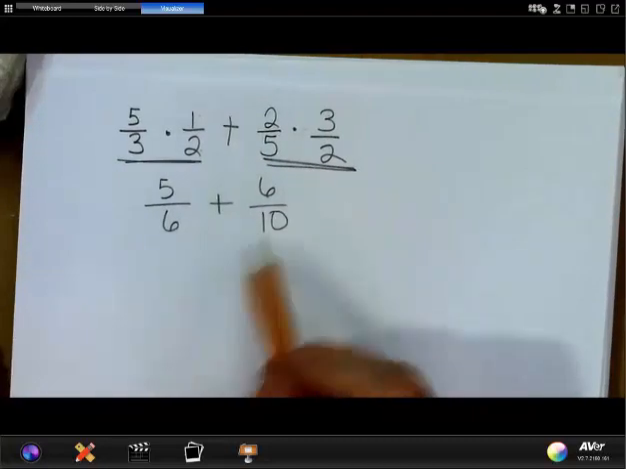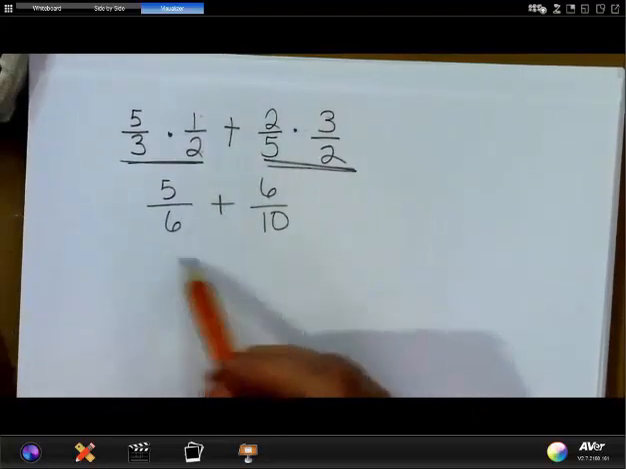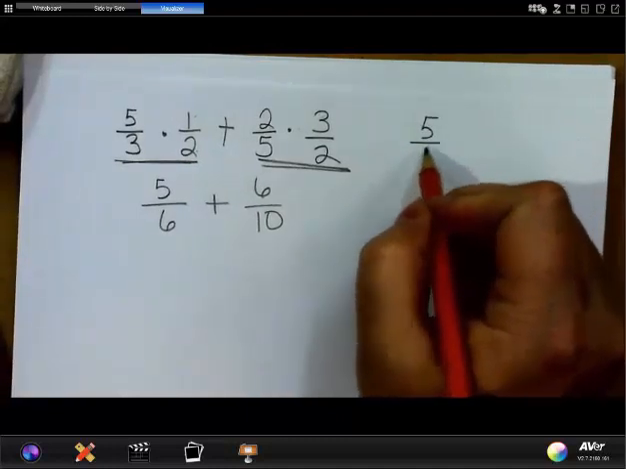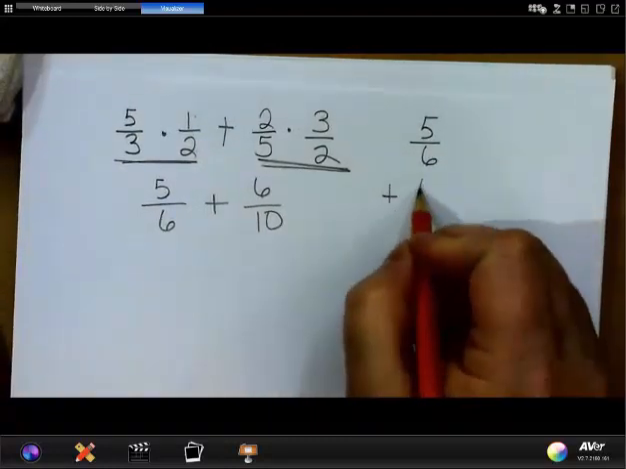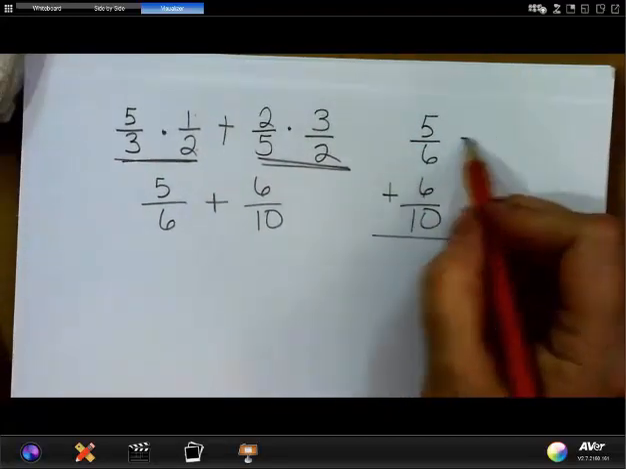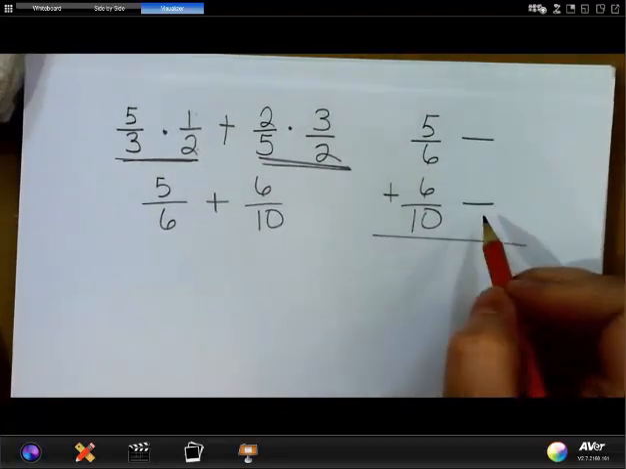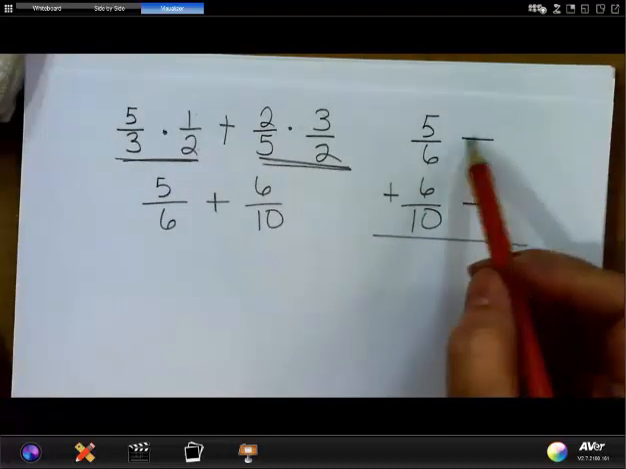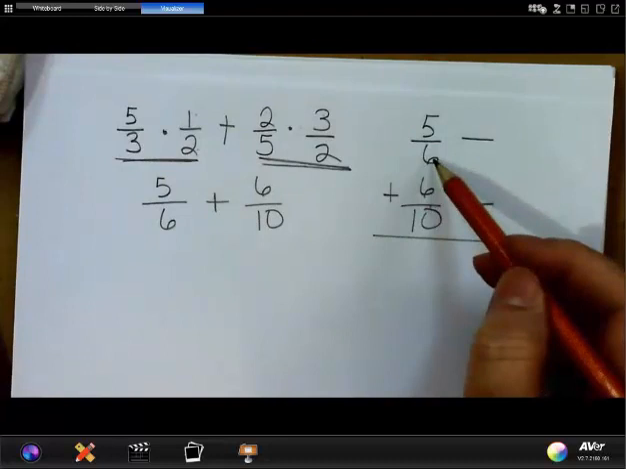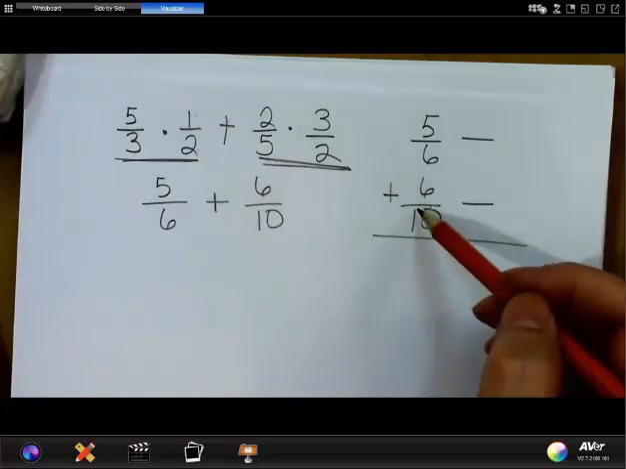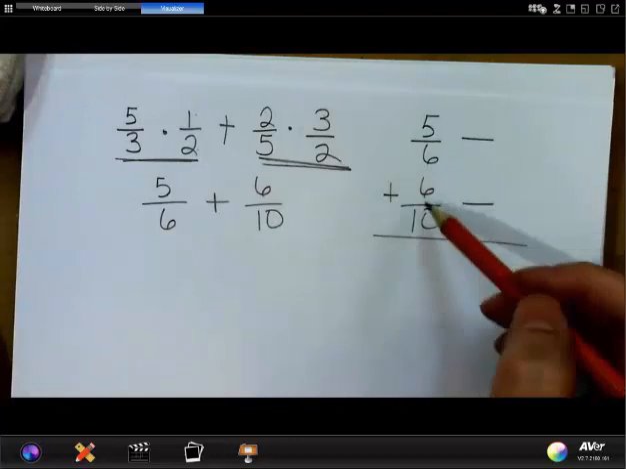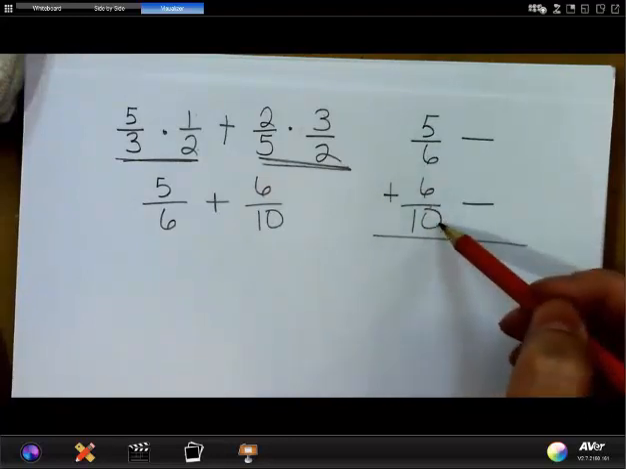Now, the first thing I must do is find a common denominator. I like to write my common denominator additions vertically because I can see things a little bit easier. Now remember, when you add fractions, you have to have a common denominator. What's the denominator of 6 and 10? Now, that means what's a number that both 6 and 10 will go into? It can't be 3 because 6 doesn't go into 3, 10 doesn't go into 3. It's got to be a number that is at least the largest, 10, or bigger.